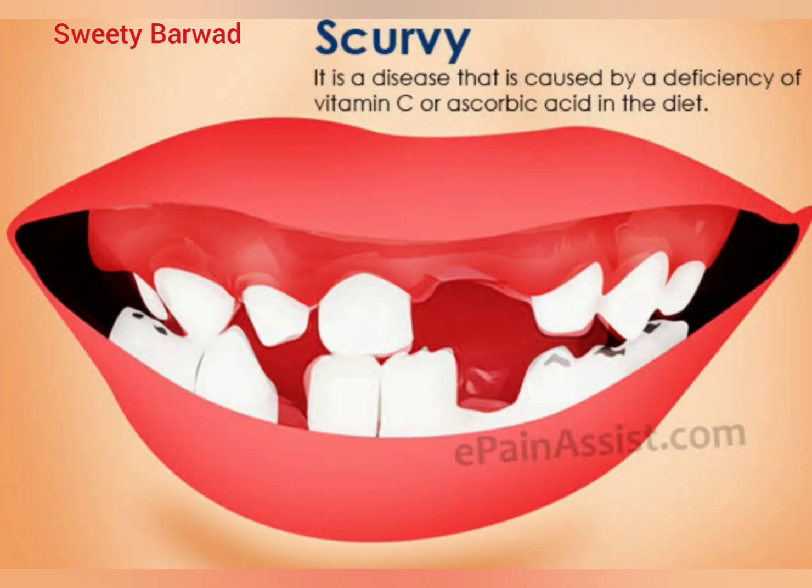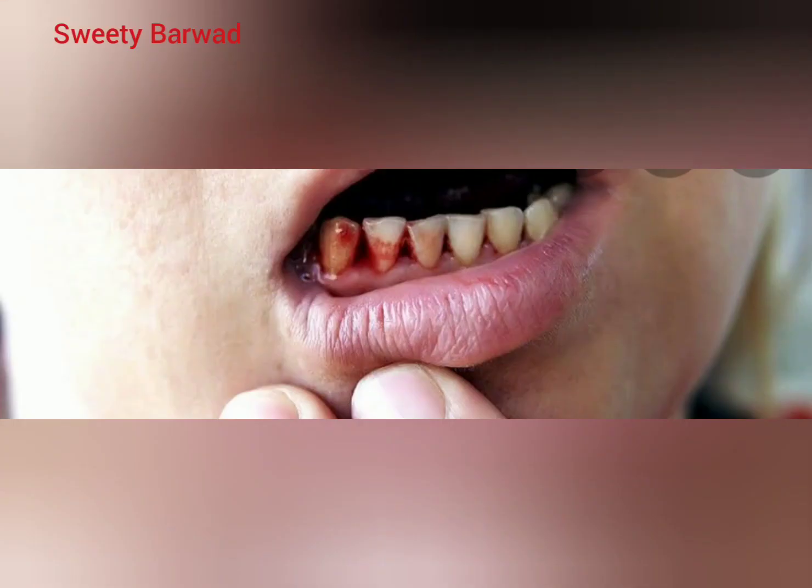The last disease is scurvy, which is caused by the deficiency of vitamin C. The symptoms of this disease are swelling and bleeding of the gums. To protect us from this disease, we should eat citrus fruits. Lemons, oranges and tomatoes are citrus fruits.